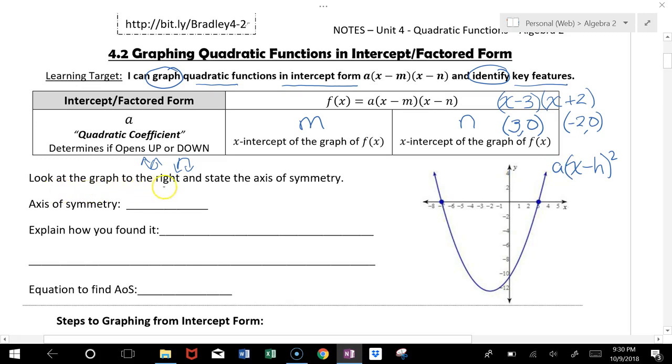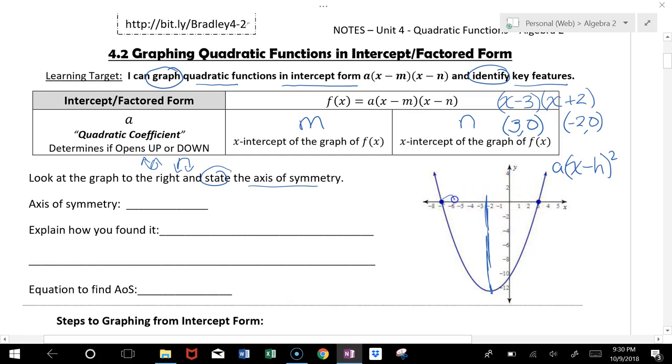Okay, so look at the graph to the right and state the axis of symmetry. So if I look at this function, I see that there's an x-intercept at negative 7, and then there's one at 3. And I'm trying to find out what this value is, which doesn't look very easy to find. So my line here might not be very straight. So what I need to do is find the midpoint, or halfway between these 2 points.